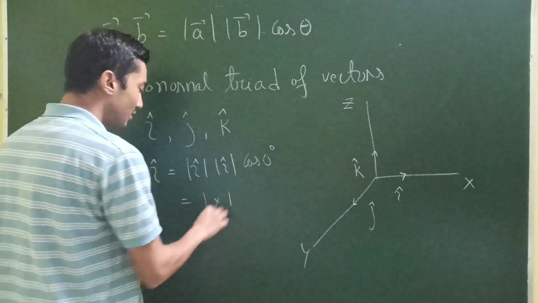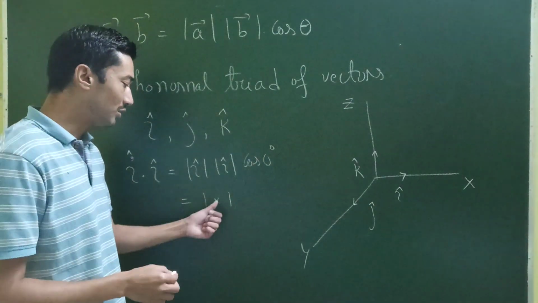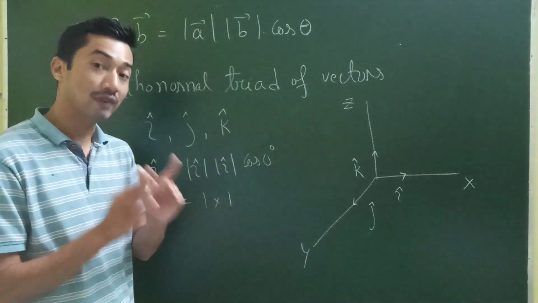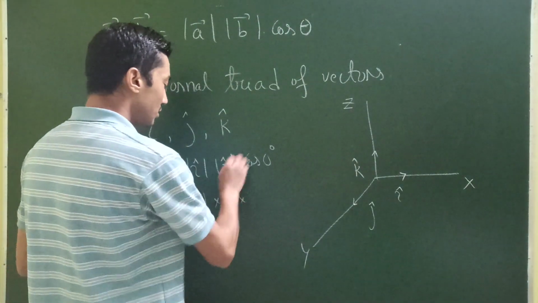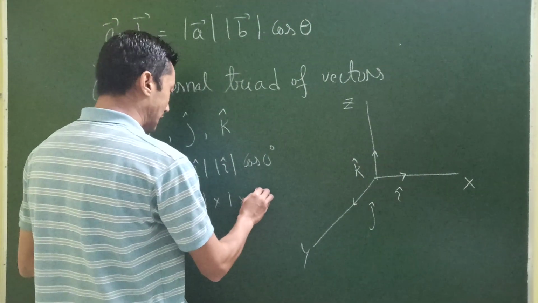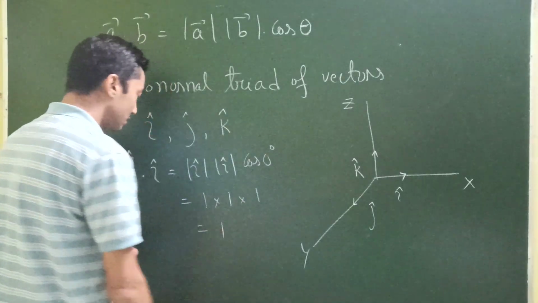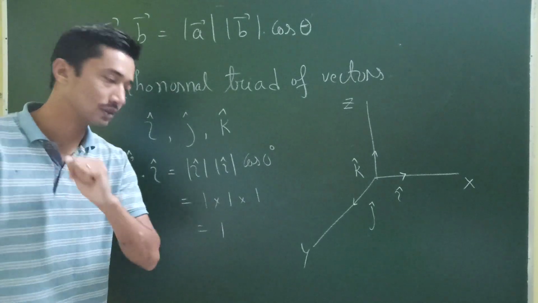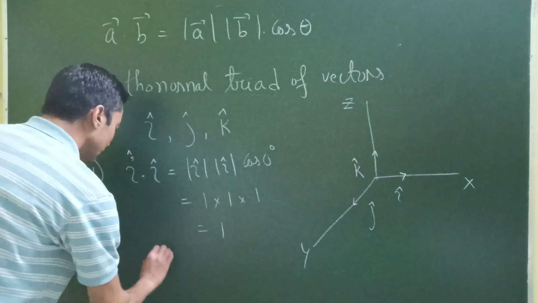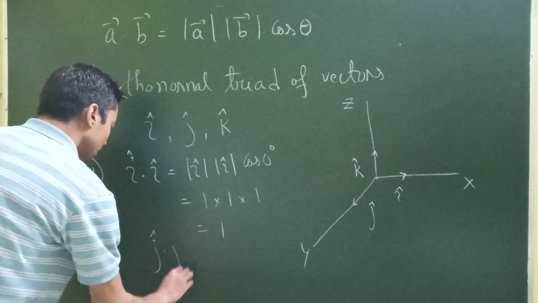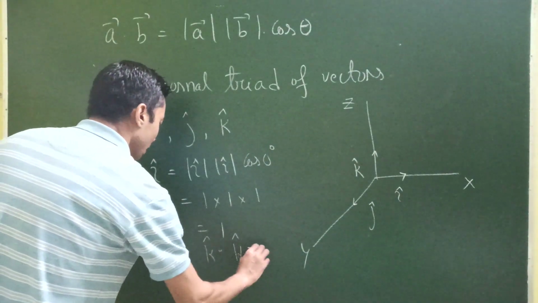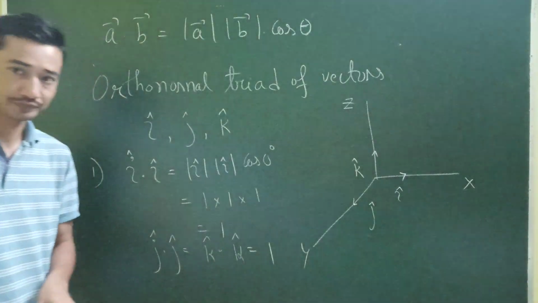Scalar quantity. So when you're doing scalar quantities, no problem, you can write cross or dot, that's fine, because you have to be careful only when you're dealing with vector quantities. And cos of 0 degree is how much? Cos of 0 degree is 1. So that means I dot I will be 1. Going to be very useful. Similarly, j dot j and k dot k will be 1.